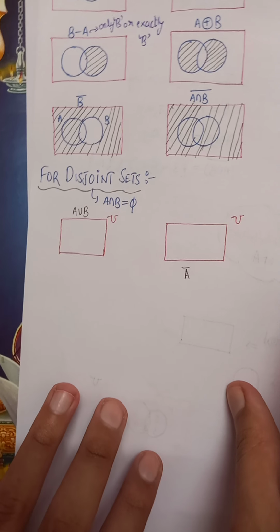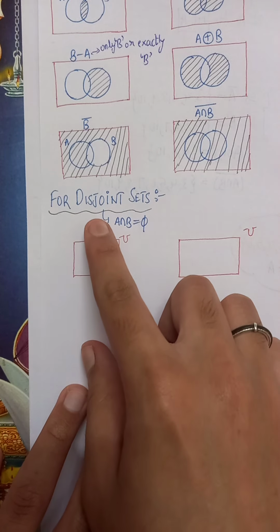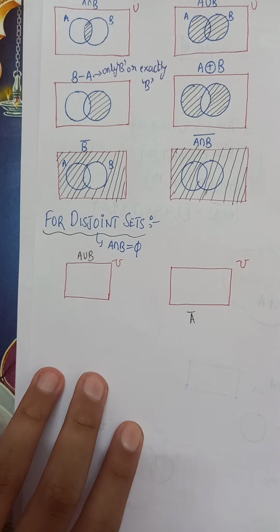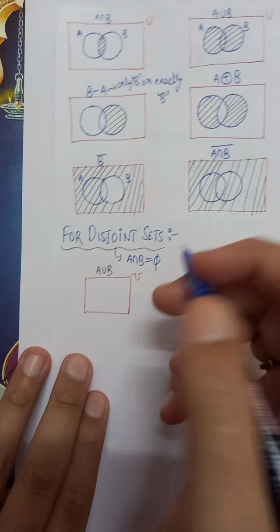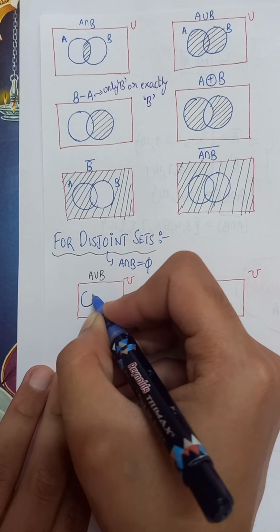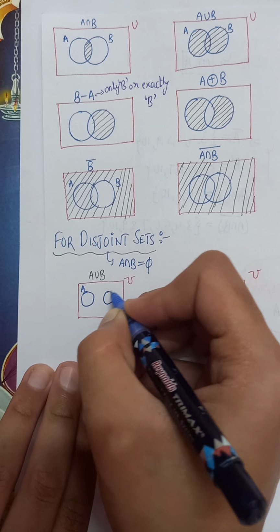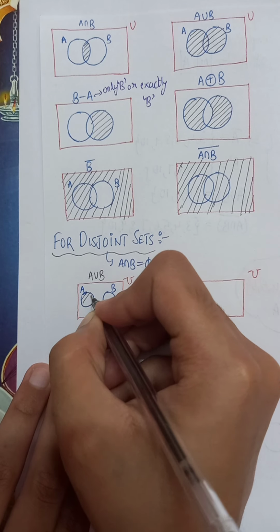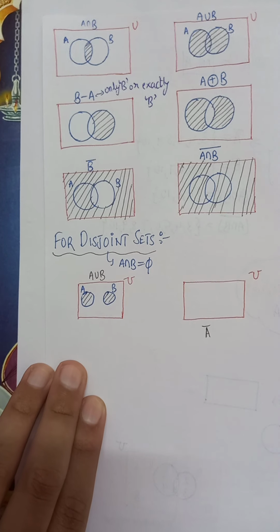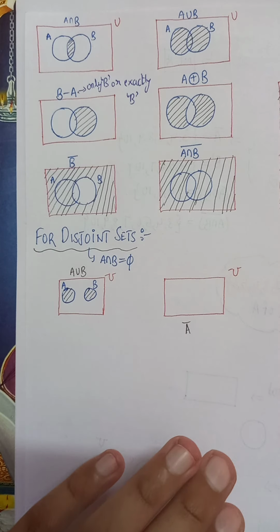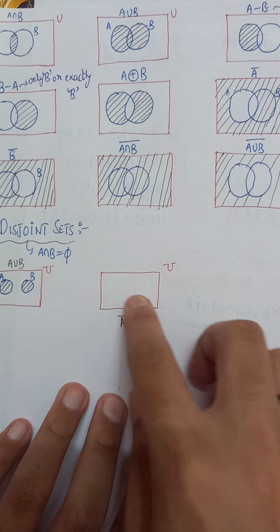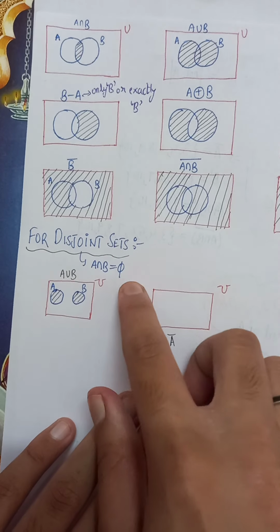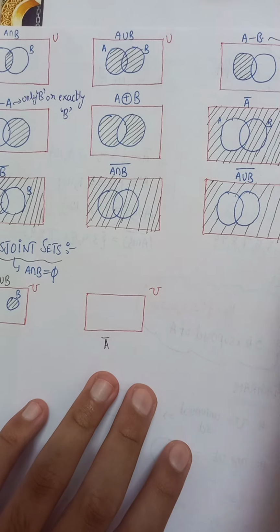Okay, so in the case of disjoint sets, I know you know the meaning, right? Disjoint sets means A intersection B is equal to phi. So in the case of disjoint sets, how do you represent A union B? You represent A union B like this. This is set A, this is set B, and you shade the parts of A and B. See, you need to write a note. The note is that we cannot represent phi, the empty set, in a Venn diagram. We can't represent it.